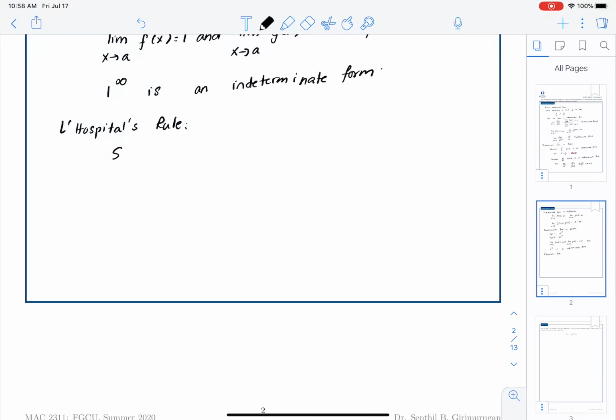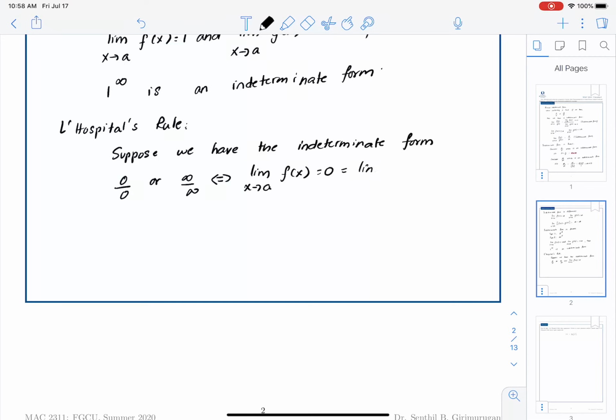Suppose we have the indeterminate form zero over zero or infinity over infinity, which would simply mean limit x approaches a, f of x is equal to 0, and limit x approaches a, g of x is the same, then limit x approaches a, f of x over g of x is simply 0 over 0.